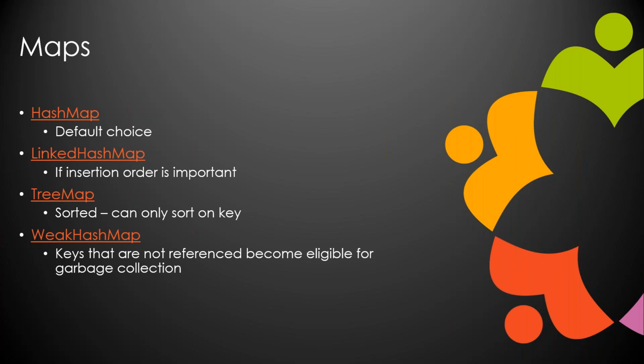There's another less commonly used one, which is weak hash map. That then means that any keys that aren't referenced can be garbage collected. So it has better performance than a hash map if you're adding and removing elements from the map.